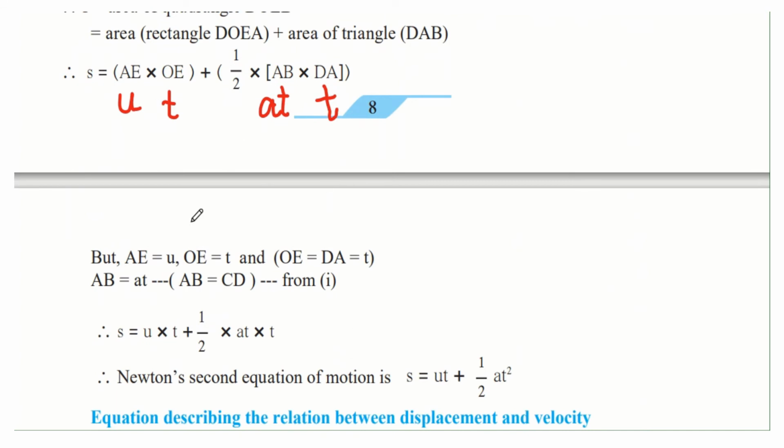When you rearrange this and substitute the values, you would get s is equal to u into t plus half into at into t. But at into t would be equal to at square. So finally we would get Newton's second equation of motion, which is s is equal to ut plus half at square.